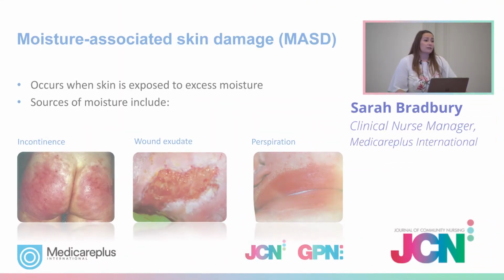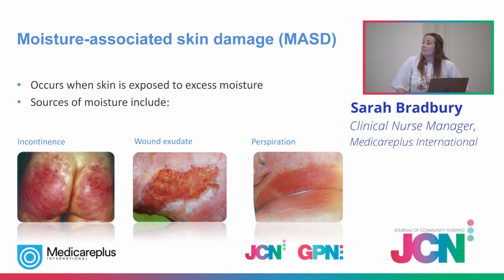So we're going to talk about moisture-associated skin damage. This is skin damage that occurs when skin is exposed to excessive moisture, usually over a prolonged period of time. There's three main areas that are the sources of the moisture. So we've got incontinence, which we're mostly going to deal with today. We've also got wound exudate, which you're probably very familiar with. And we've also got perspiration as well.